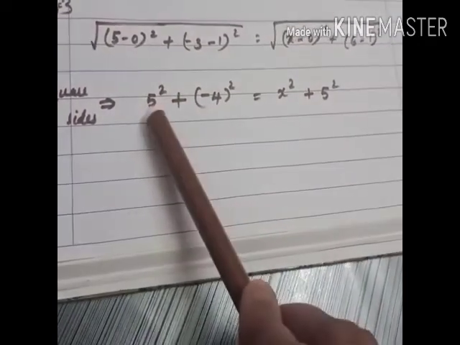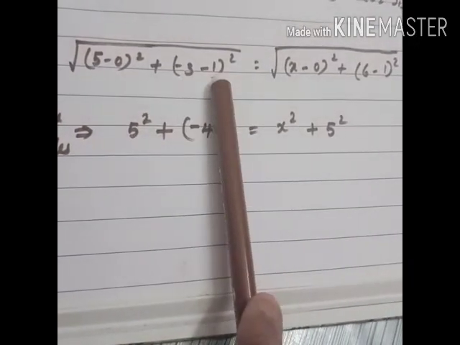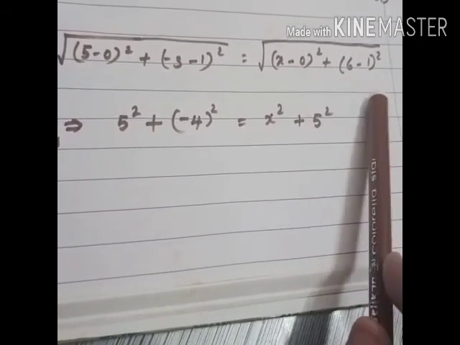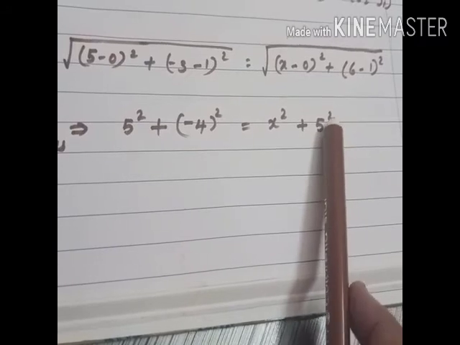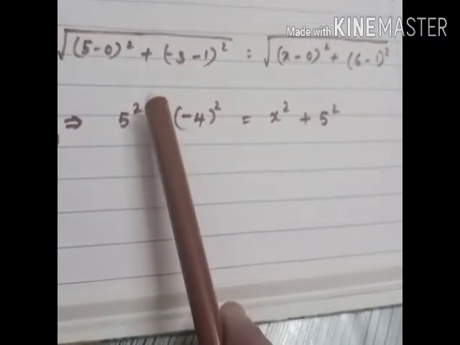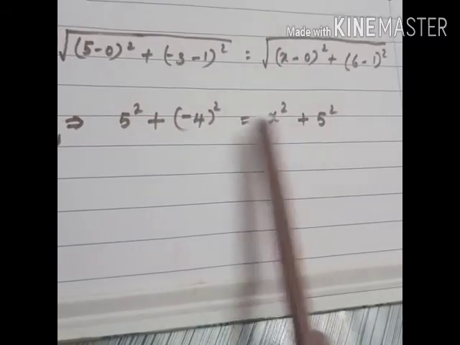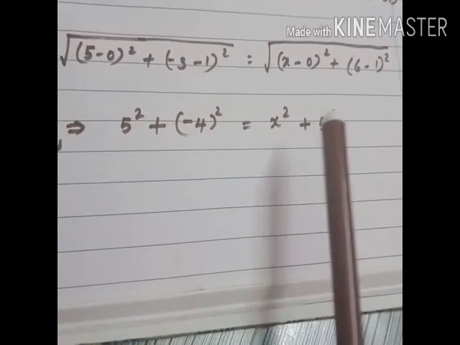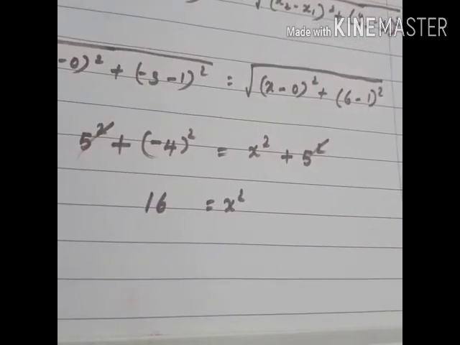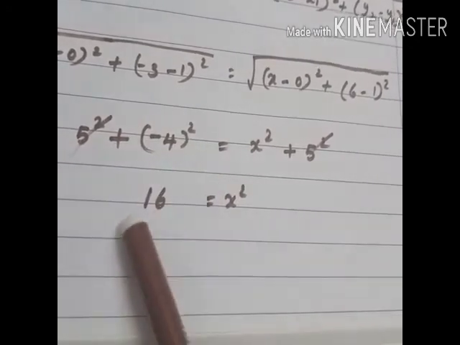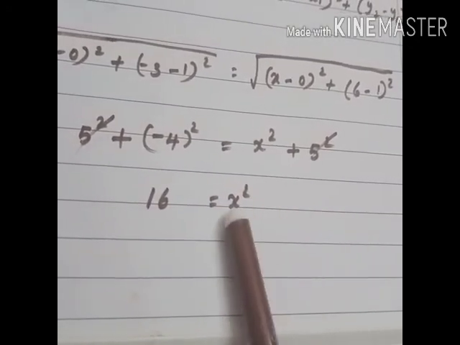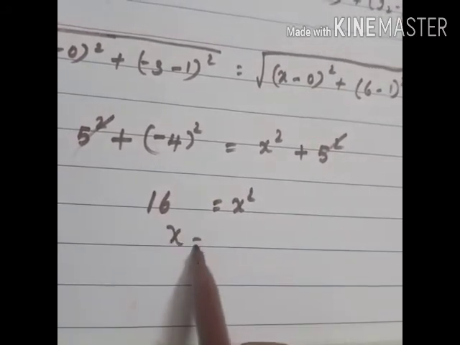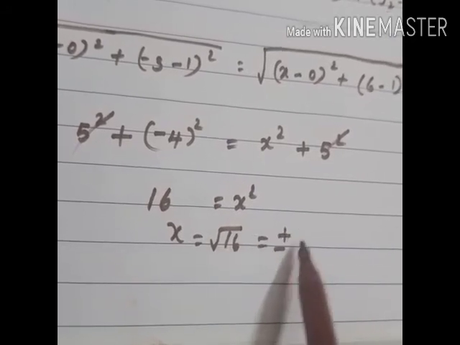Then 5 minus 0 is 5, so 5 square plus (negative 3 minus 1, that is negative 4) whole square equals x minus 0, x square, plus (6 minus 1) square, 5 square. Here we can remove this 5 square from both sides because they are the same numbers with the same sign, so when we transpose them, that will be 0. What remains is negative 4 square, that is 16, equals x square. So x equals root 16, and that is plus or minus 4.